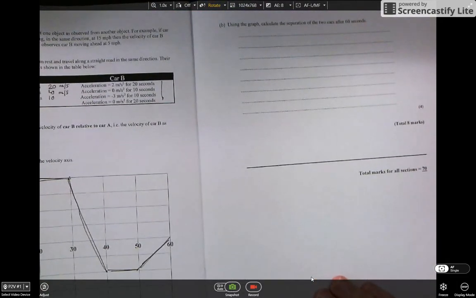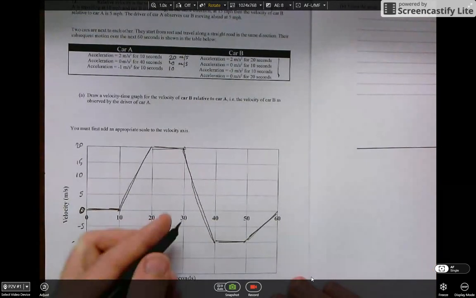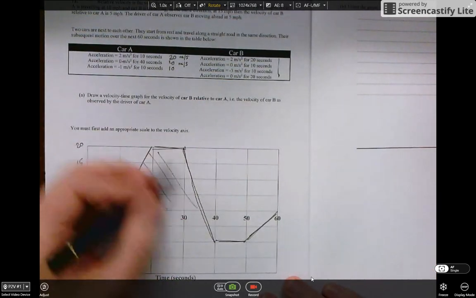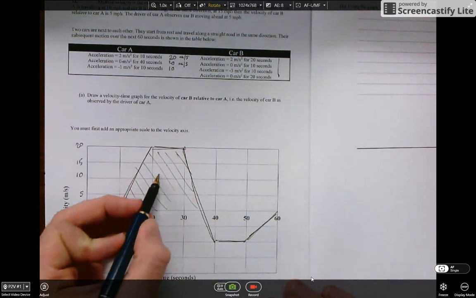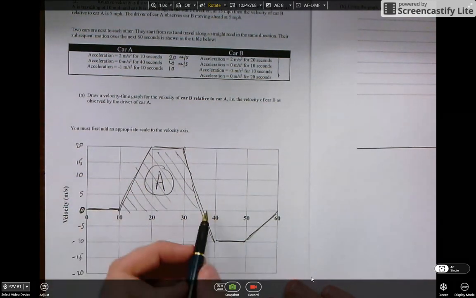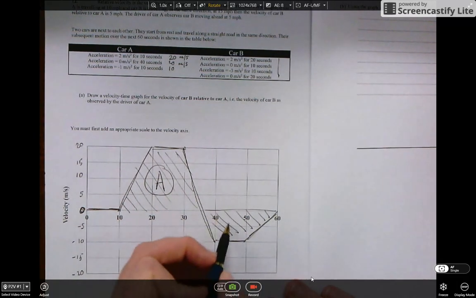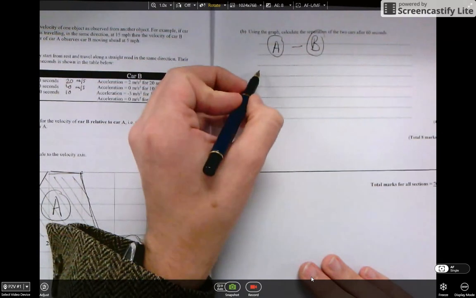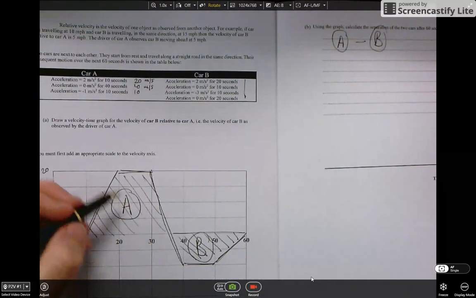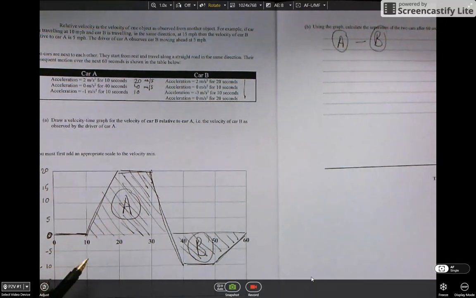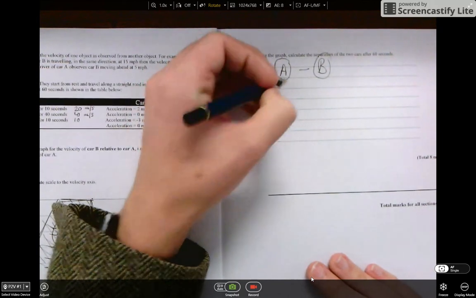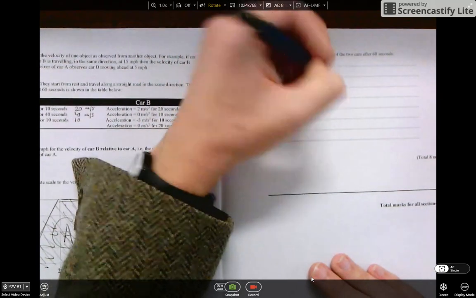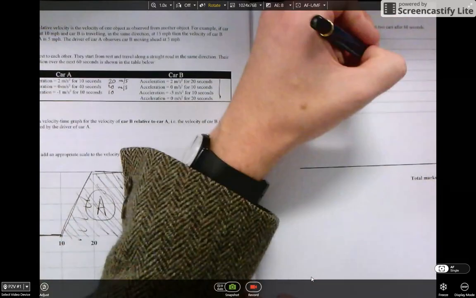Now, using the graph, calculate the separation of the cars after 60 seconds. So the final separation is going to be the area under this bit. So let's call that area A. Take away this area here, which is below the line. So that's going to be called area B. So the final separation is area A, take away area B. Area A, we can see, is made up of 3 bits. We've got the central rectangle, plus 2 triangles here at either end. And then we're going to take off area B, which is also made up of 3 bits.